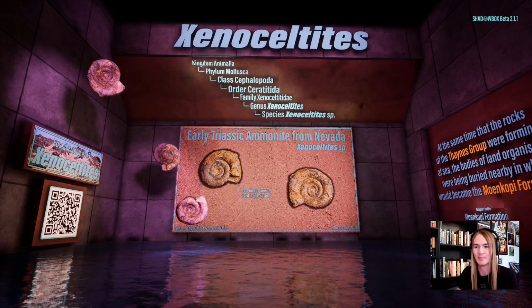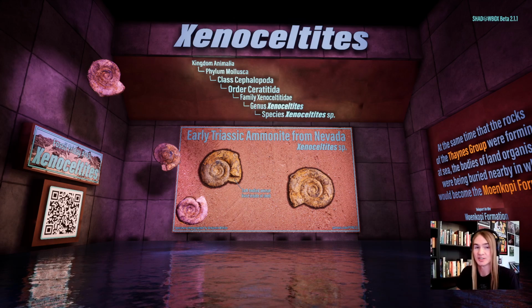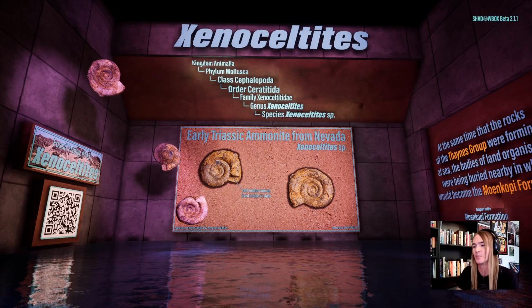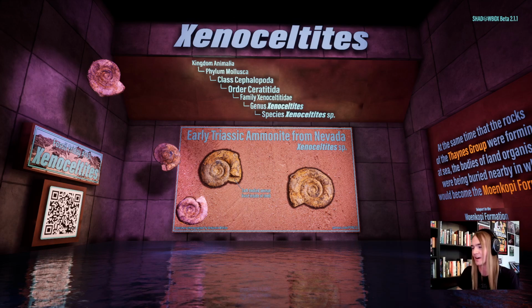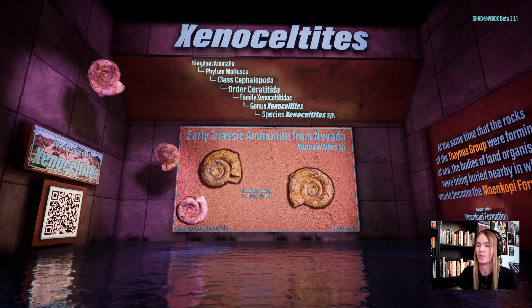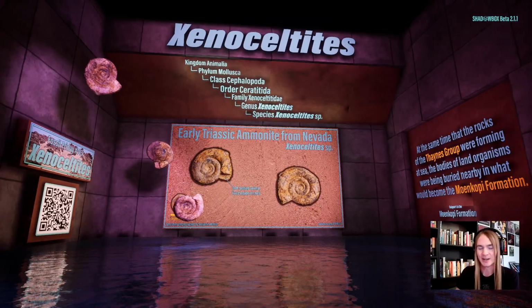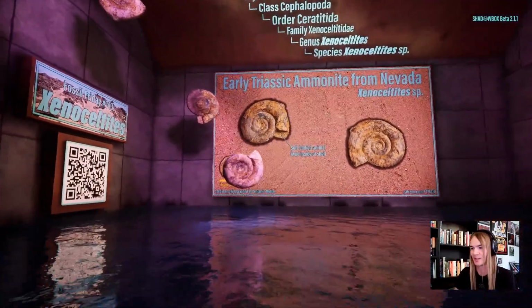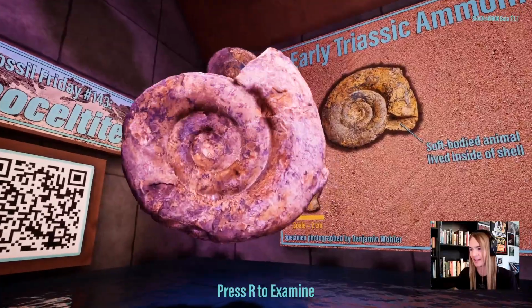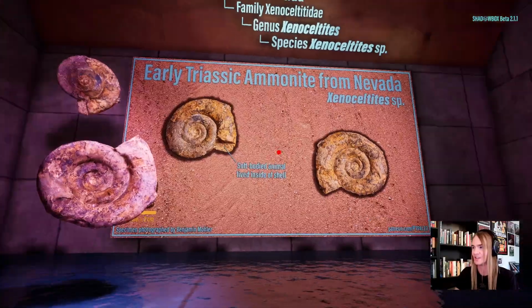For example, I mostly publish in the Cretaceous, is where I spend a lot of my time, particularly crocodilians in North America. So I wouldn't otherwise have had an excuse to sit down and really learn about a Triassic Ammonite. And that's why I'm excited to show off this new guy here. This is in the genus Xenoceltites.